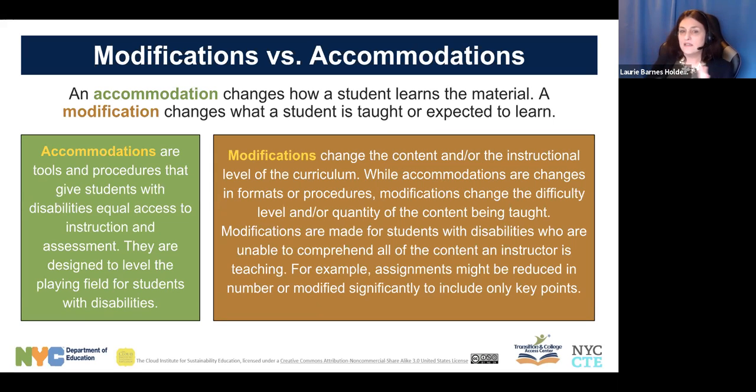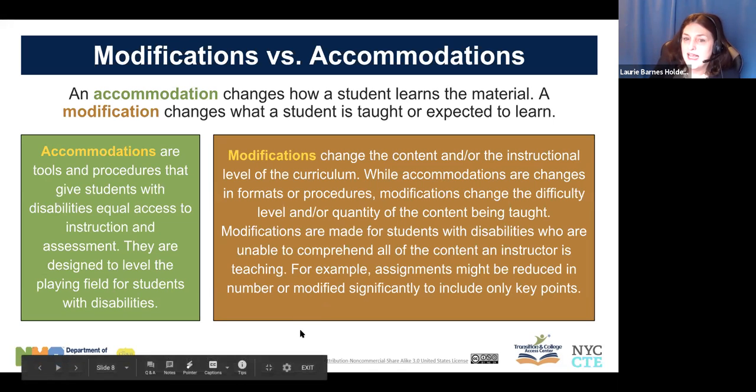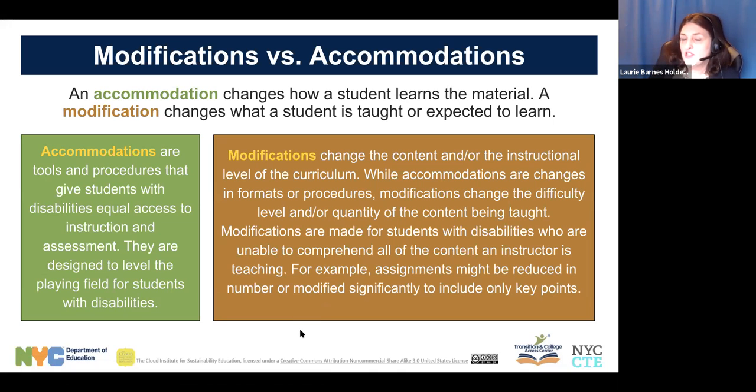So they're designed just to level the playing field for students with disabilities with their general education peers. The modifications will change the content or the instructional level of the curriculum. So while accommodations are changes in formats or procedures, modifications change the difficulty level and/or the quantity of the content being taught. So modifications are made for students with disabilities who are unable to comprehend all of the content that an instructor is teaching. So an example would be assignments might be reduced in number or modified significantly to include only key points.